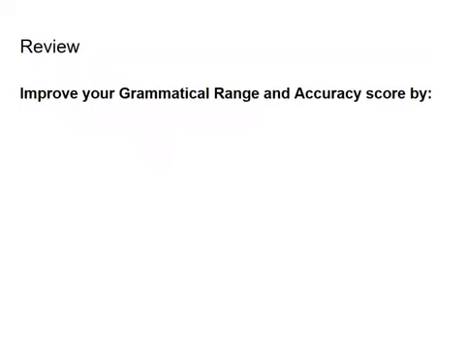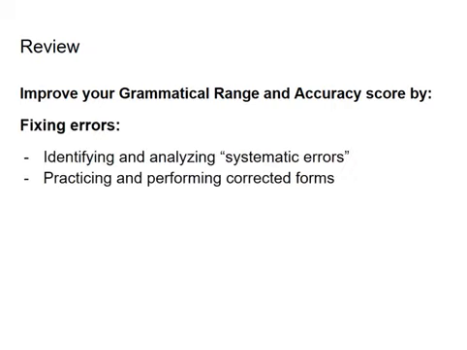Okay, so to review, in order to improve your grammatical range and accuracy score, start by, as we just discussed, fixing those errors. Fix the systematic errors. You need to find them, analyze them, and then practice overcoming these issues in a focused way, but then also in your performance, okay? And always record your responses for your practice speaking questions so you can see whether you have solved the problem or you need to continue to work on it.